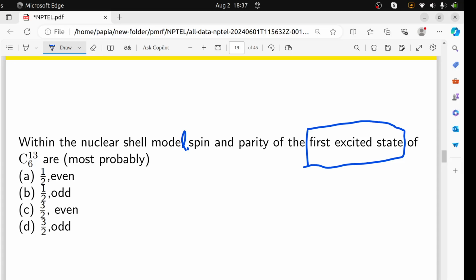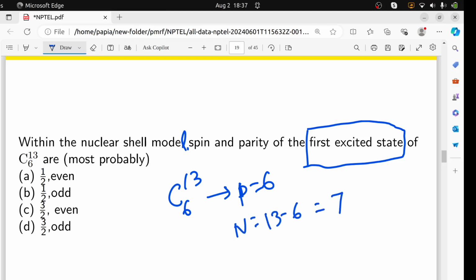But for first excited state, let me first write C-13. Proton equals 6 and neutron equals 13 minus 6, which is 7. I can write that clearly. But this is for the ground state configuration, right? Let me first do the ground state calculation, and after that we will go for the first excited state so that it will be clear.